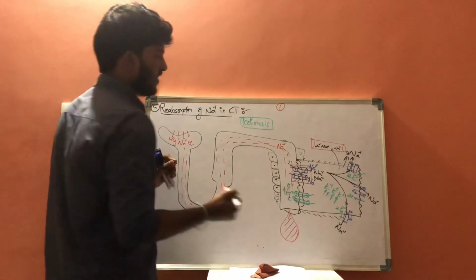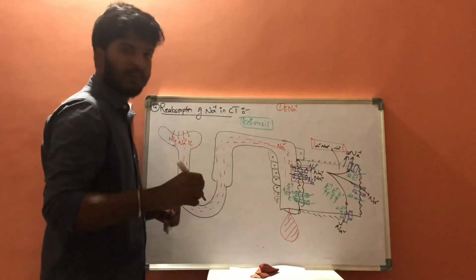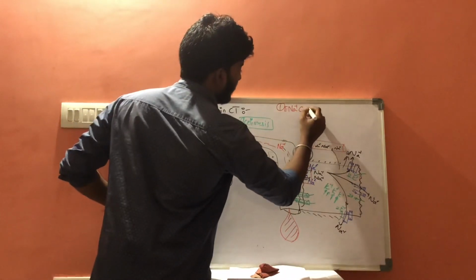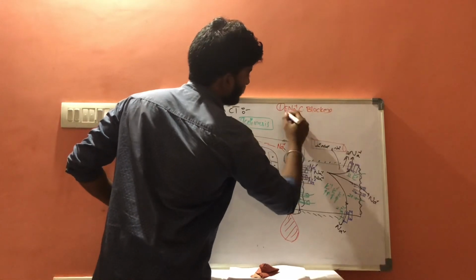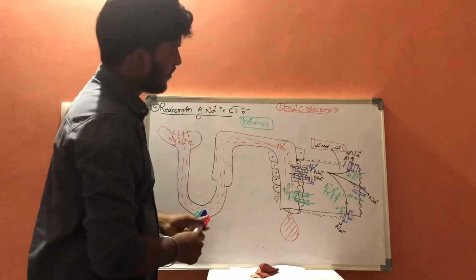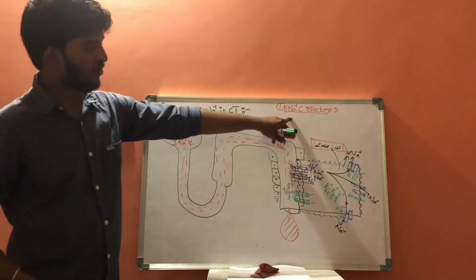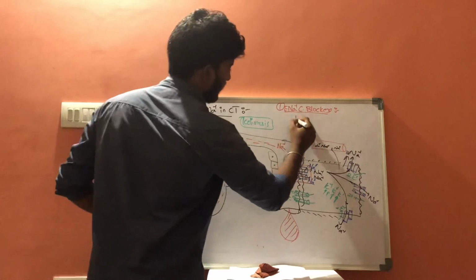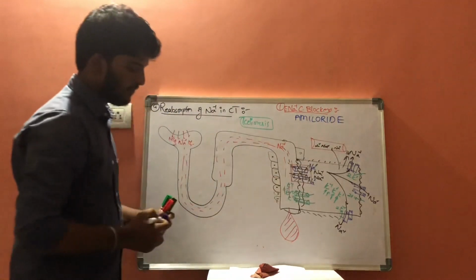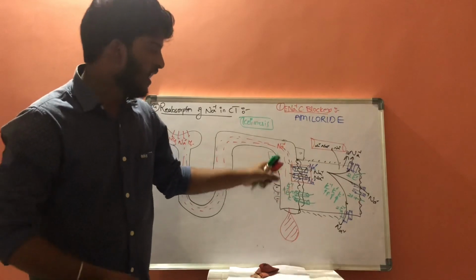So the first group of drugs are called epithelial sodium channel blockers. In our book it is written as epithelial cell sodium channel blockers, ENaC blockers. Now what are the drugs which come under these sodium channel blockers? They are amiloride. Amiloride is the first drug which works on the sodium channel and will inhibit the sodium channel.